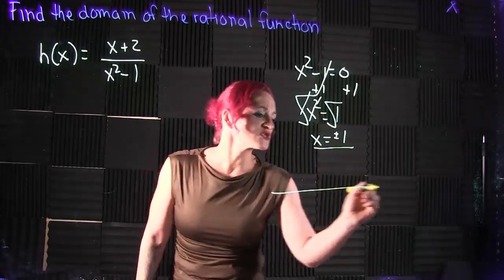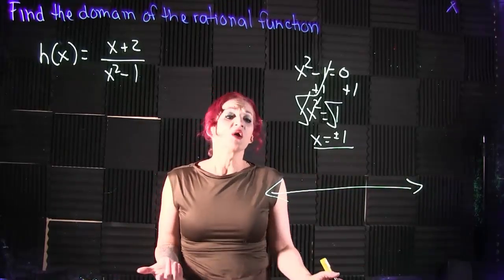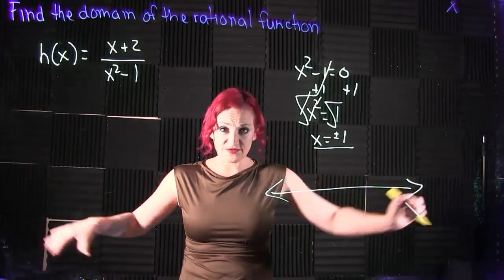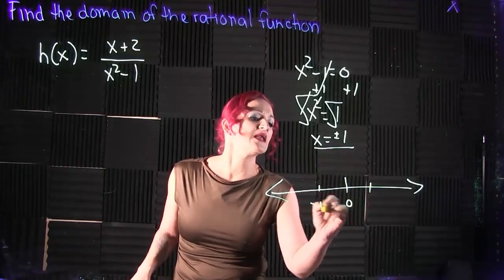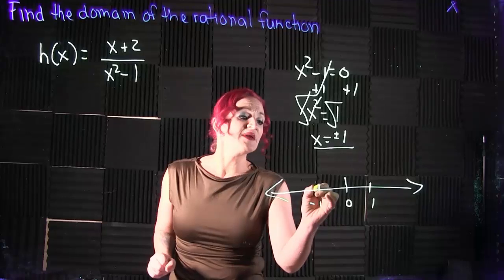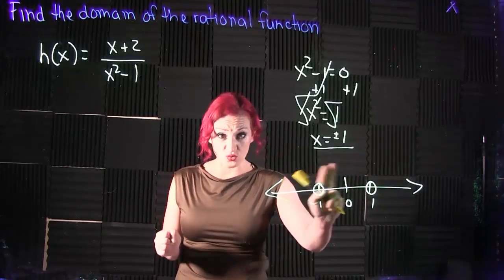So just to give you a visual of what we're working with here, when we're talking about the domain of a function, we're talking about the span of all the x values for that function. So we just solved here and we got a -1 and a 1. That means that these are our restricted values. So kind of think of it as having holes at those spots there.